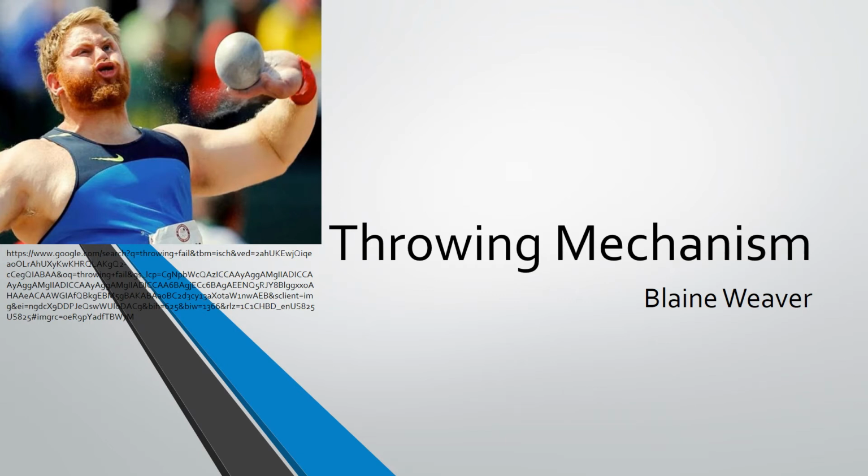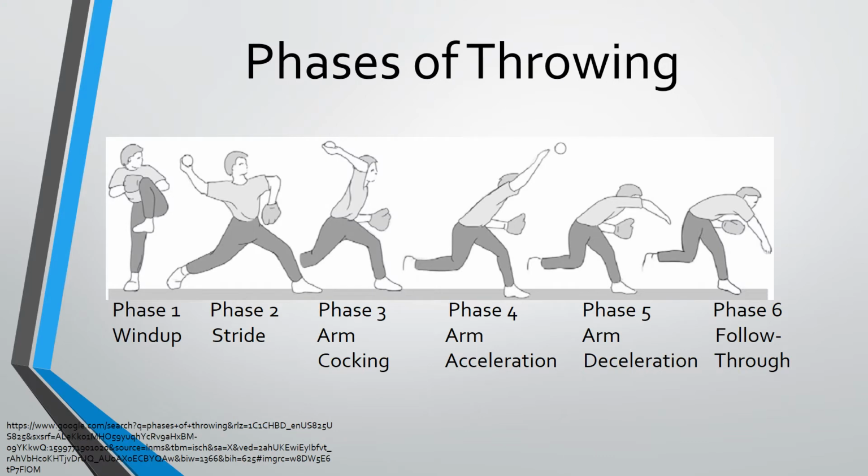My presentation's on throwing mechanism. It has 6 phases. The first phase is wind up. The second phase is stride. Third phase is arm cocking. Fourth phase is arm acceleration. Fifth phase is arm deceleration. And the sixth phase is follow through.